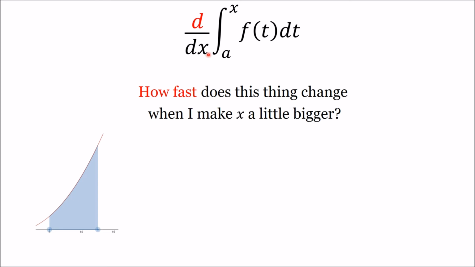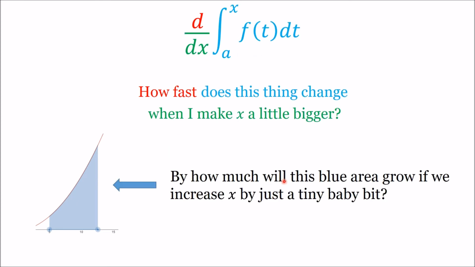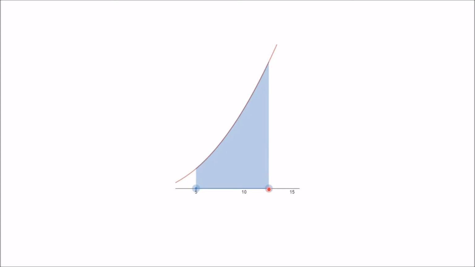So when you ask, how fast does this thing change when I make x a little bit bigger? Really what we're saying is, by how much will this blue area grow if we increase x by just a tiny baby bit? Can you see what looks to be the only reasonable answer to this question? If we add on a tiny baby bit to x, can you see how we add on a slice of height f at x to this blue shaded area? If you can see that, then you understand the geometry behind the first part of the fundamental theorem of calculus.